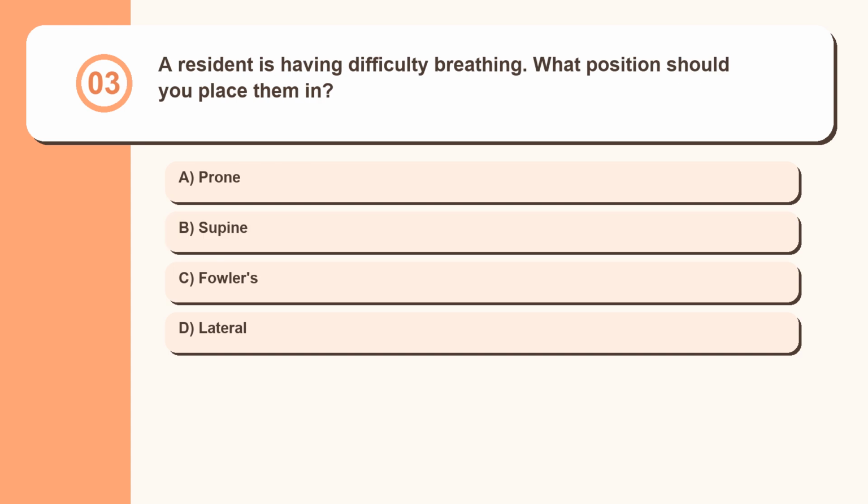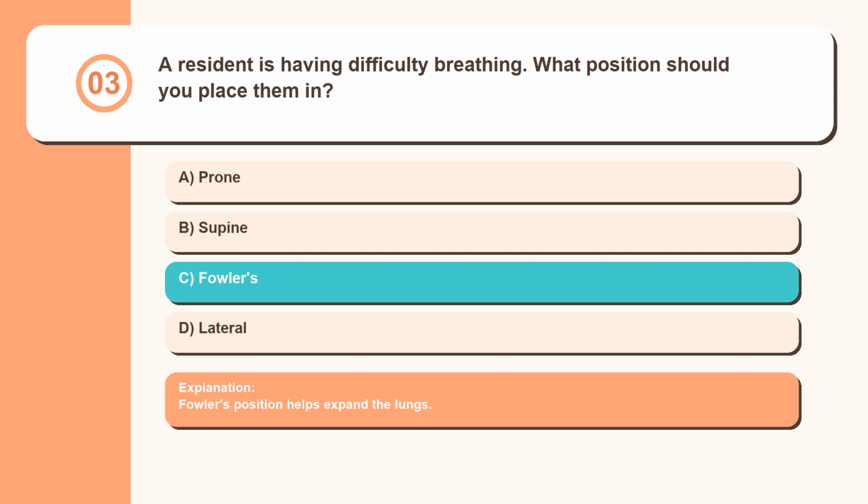Question 3. A resident is having difficulty breathing. What position should you place them in? Prone, supine, Fowler's, lateral. Fowler's position helps expand the lungs.